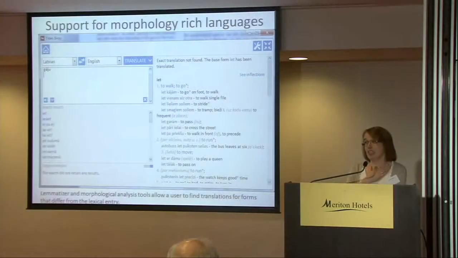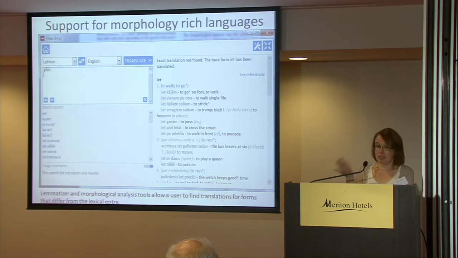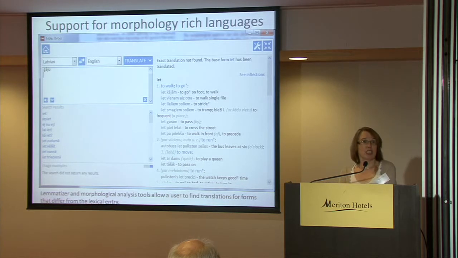Finally, like in many languages, Latvian has some irregular words. For instance, gāju is a past form for the verb to walk, eat. And if a user enters gāju and wants to find a translation, then the dictionary again says, well, there is no such word in our dictionary. However, gāju is the base form for the verb eat, and it provides a translation for this word, the verb eat on the screen.